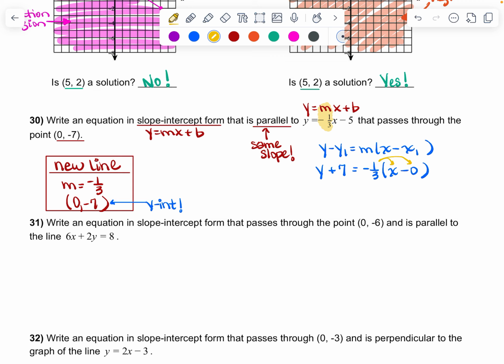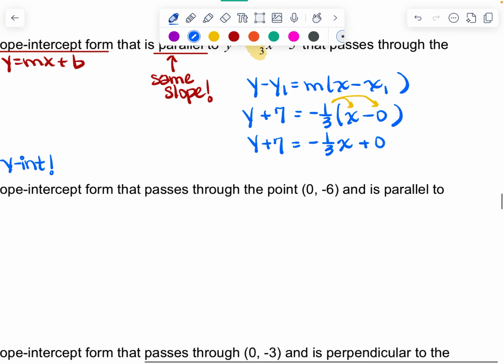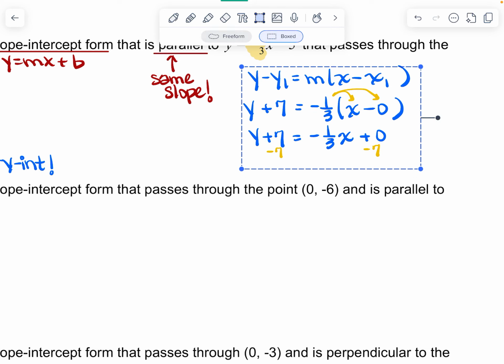All right, that's point slope form, but we've got to get it into slope intercept form, so it's the same two steps. I'm going to bring down my y plus 7. I need to distribute. -1/3 x is -1/3 x, but -1/3 times 0 is just 0. So if you want to put a plus 0 over here, you're more than welcome to. And then, of course, we need to get that y by itself, so we're going to subtract 7 from both sides.